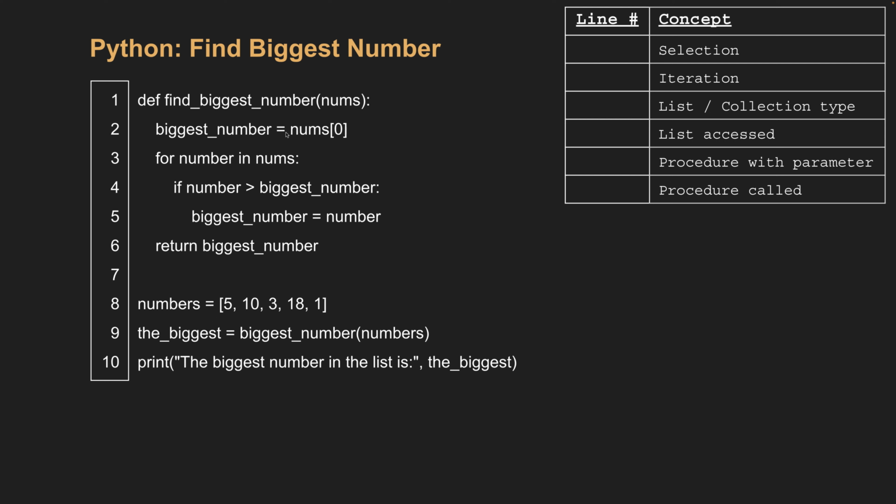So I see the function, def, find biggest number, takes in numbers, and I want to call it somewhere. Find biggest number takes in my list of numbers. So I'm going to show how this works. So line 4 for selection.